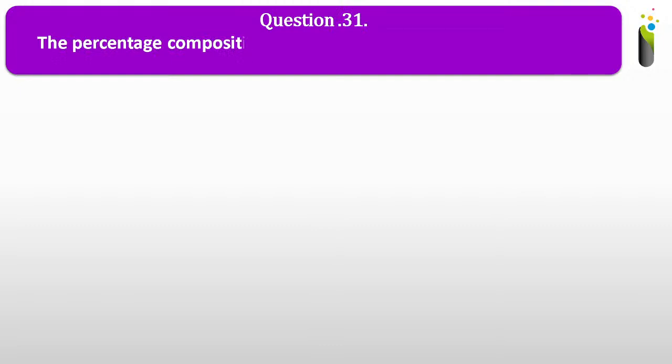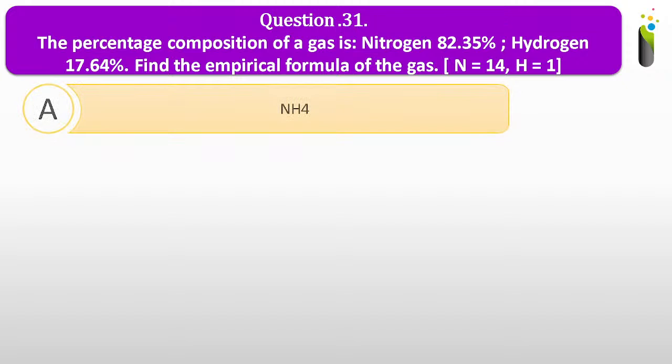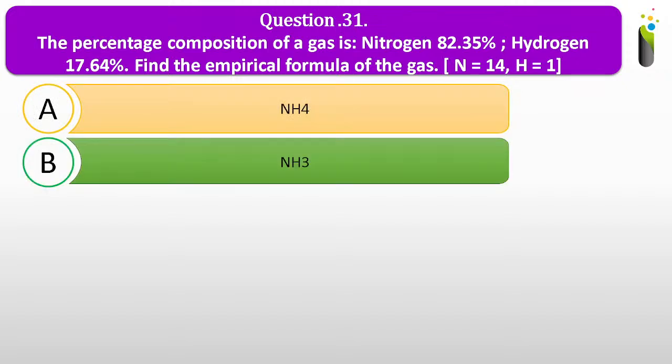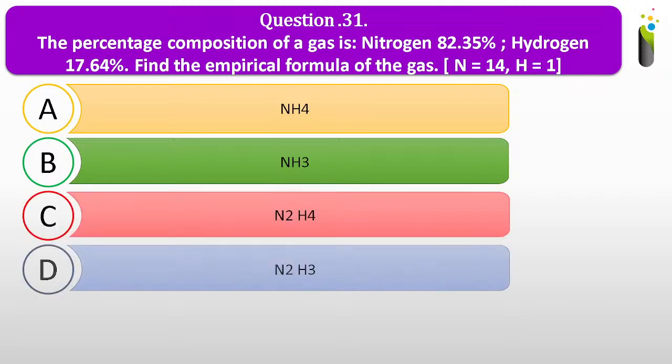Question number 31. The percentage composition of a gas is nitrogen 82.35%, hydrogen 17.64%. Find the empirical formula of the gas, where the nitrogen is 14 and hydrogen is 1. And your options are A. NH4, B. NH3, C. N2H4, D. N2H3.